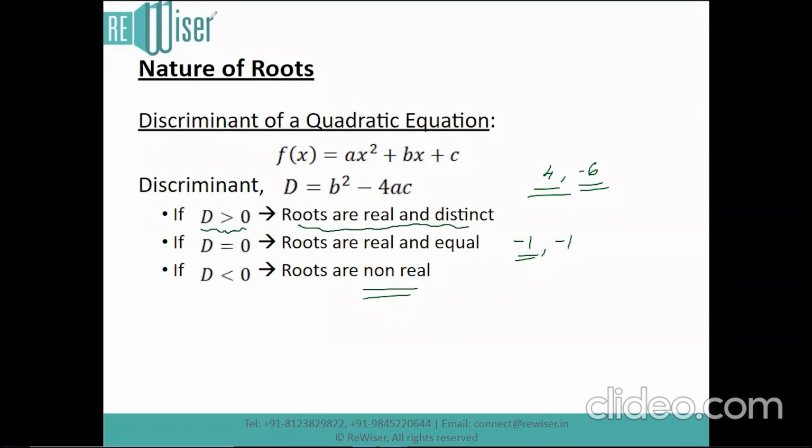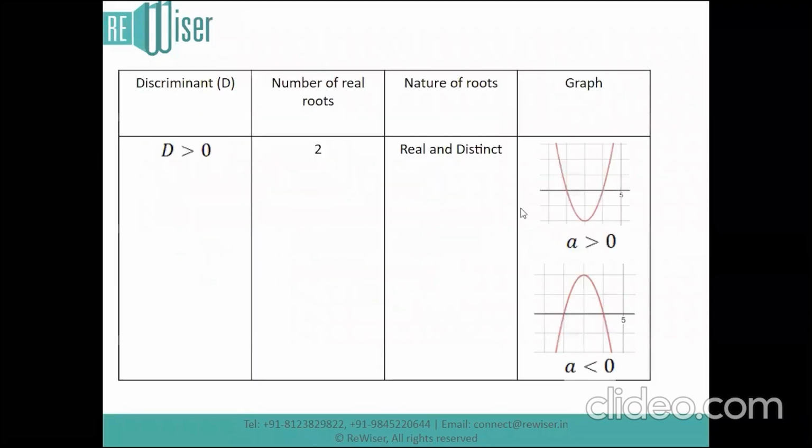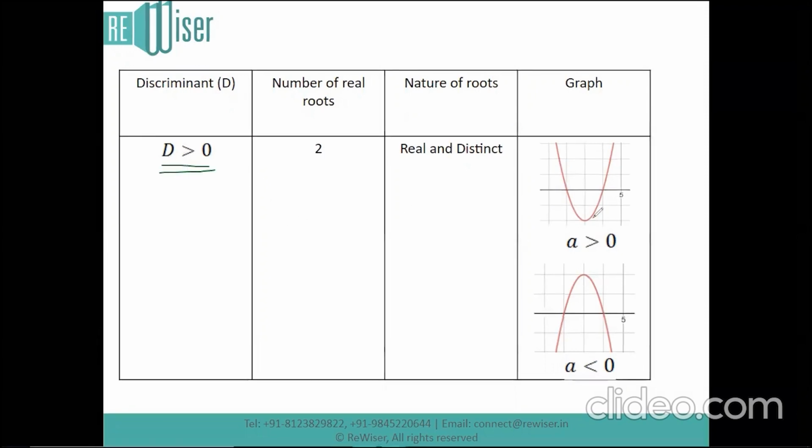So to find the nature of roots, it always depends on the discriminant. Now, let's think about how the discriminant affects the graphs. Whenever I plot the graph of a quadratic equation, it will be a parabola for sure. Whenever a is positive, it's going to be concave up. Whenever a is negative, it's going to be concave down. Now, discriminant greater than 0 means it will have two roots, or real and distinct roots. The roots of the equation are also the same as the x-intercepts of the graph, as you can see here.